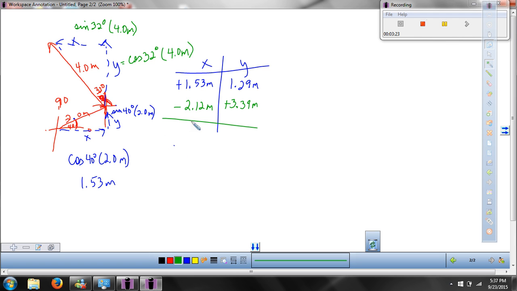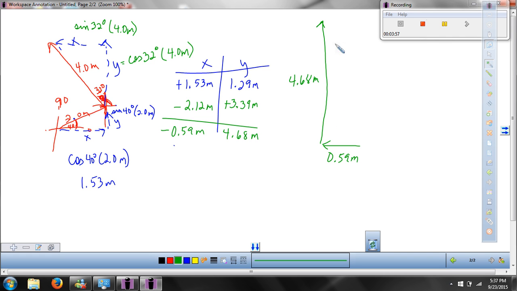So now I'm going to add them up. Well, a negative 2.12 and a positive 1.53 is going to give me a negative 0.59. And the negative is important because it tells me it's to the left. My y's, when I add them up, I get 4.68 meters. So I need to find his displacement using a right triangle that has a leg to the left because it's negative, that's 0.59. And then it has a very tall leg straight up because it's positive y, so that's 4.68 meters.